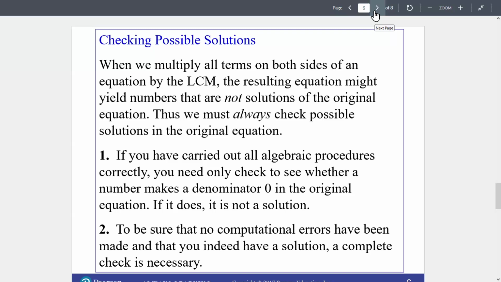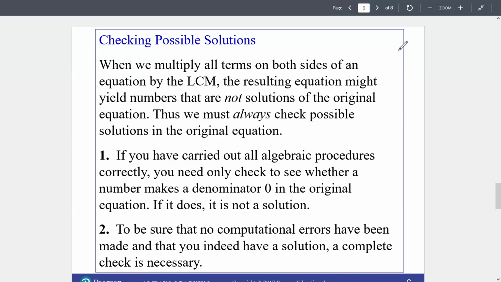Also, because we're multiplying by that LCM, that also makes a little change to our equation as well. So this happens a lot when we're trying to solve equations, is that we're rewriting the expression in a way that's not completely equivalent. And that is what's happening here by multiplying by this LCM, is we may get something that is not actually equivalent. So when we multiply all terms of both sides in the equation by the LCM, the resulting equation might yield numbers that are not solutions to the original equations. Thus, we must always check our solutions and see if they're actually going to be solutions.